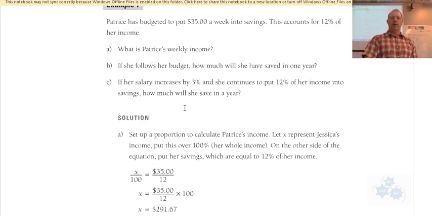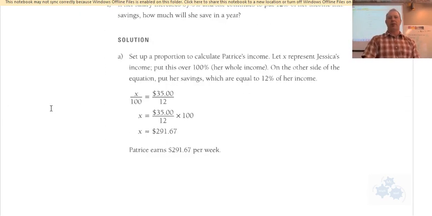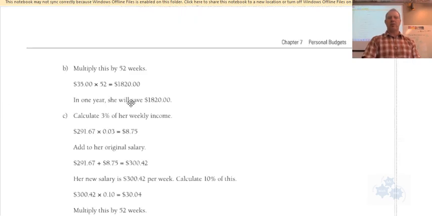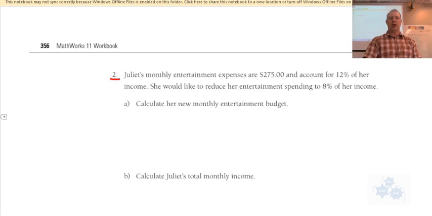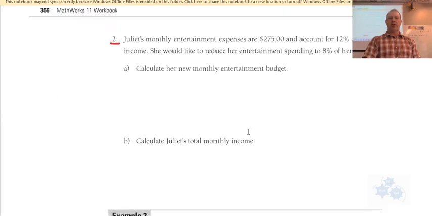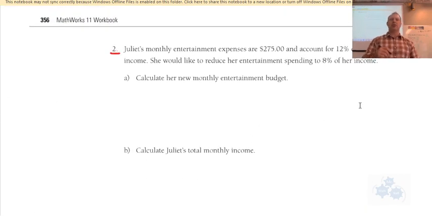All right, so I'm going to skip over this example, and we're going to go right to some questions that talk about these sorts of concepts. So let's take a look at example 2, or question number 2. This is page 356, so turn there in your workbooks, please.